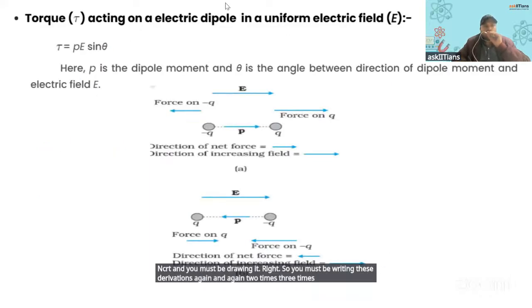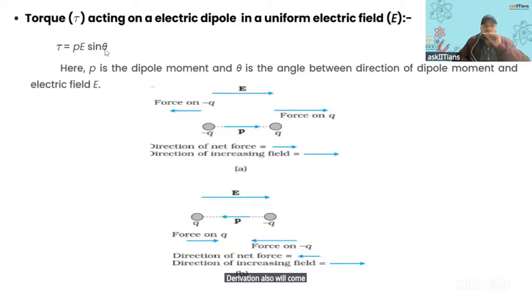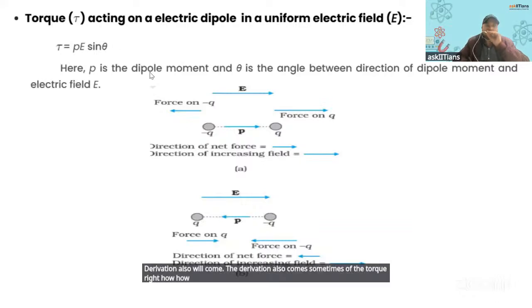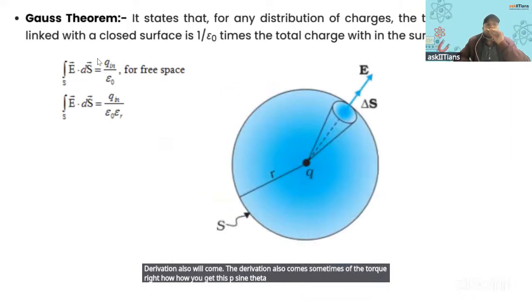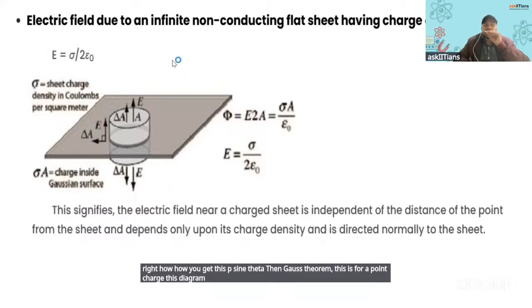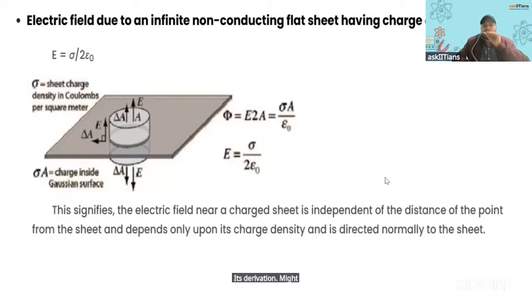Then we have this torque, P sine theta. This one is important. The derivation also comes sometimes, of the torque: how you get this P sine theta. Then Gauss theorem, this diagram is for a point charge. Then we have electric field due to an infinite non-conducting flat sheet. This I was talking about, sigma by 2 epsilon naught. Its derivation might come.